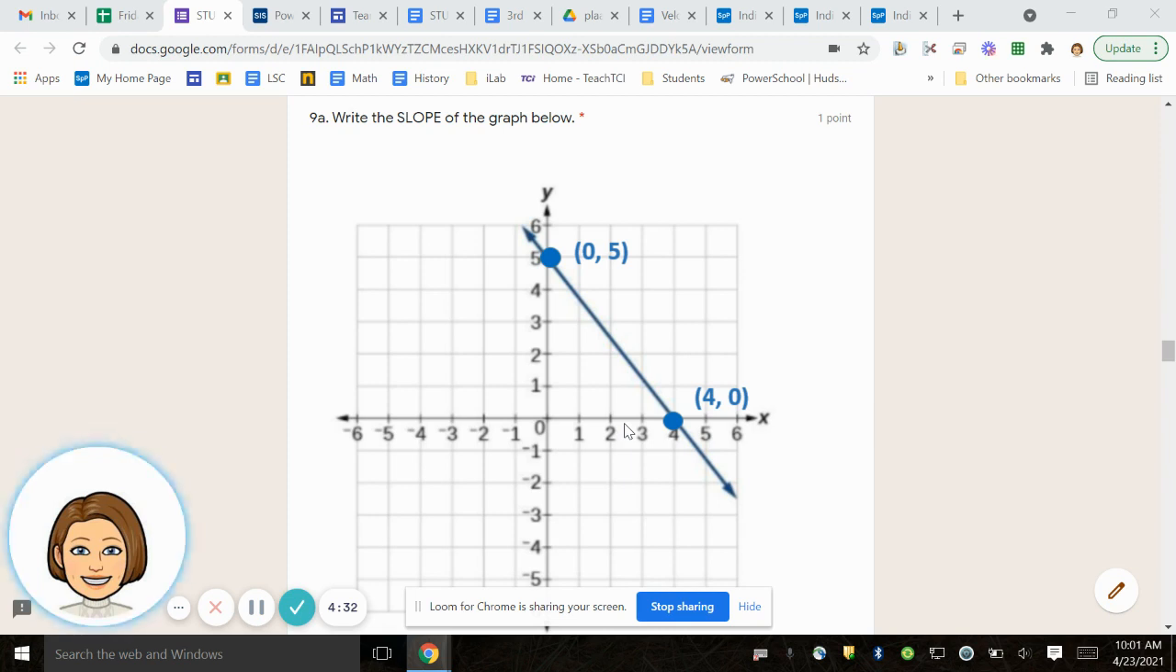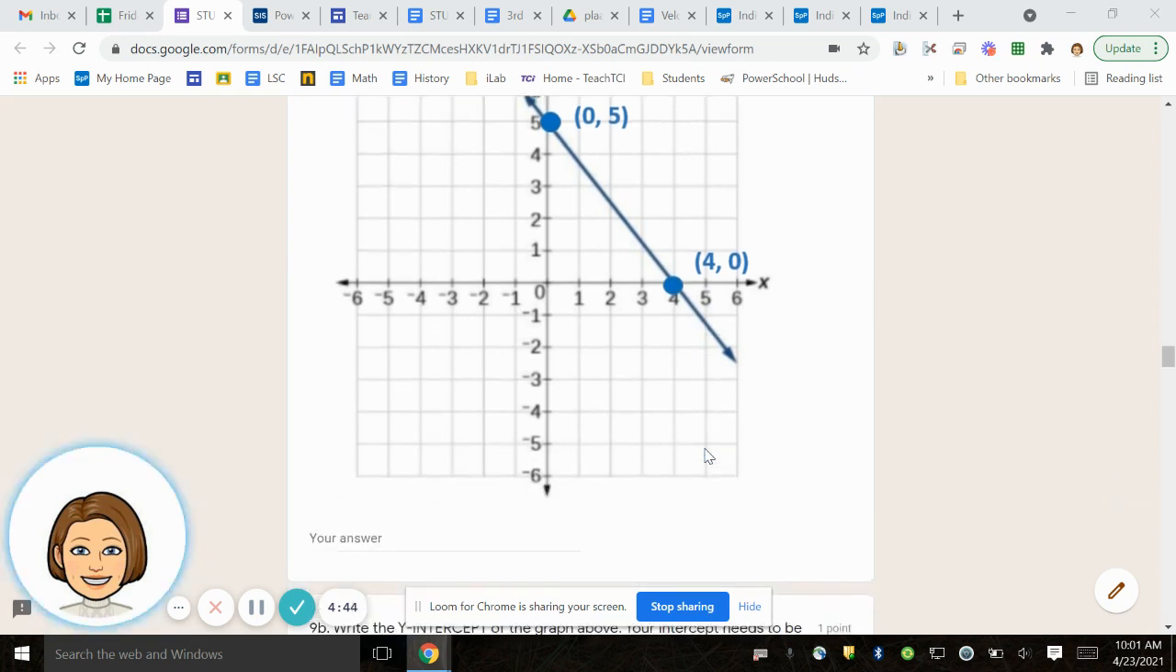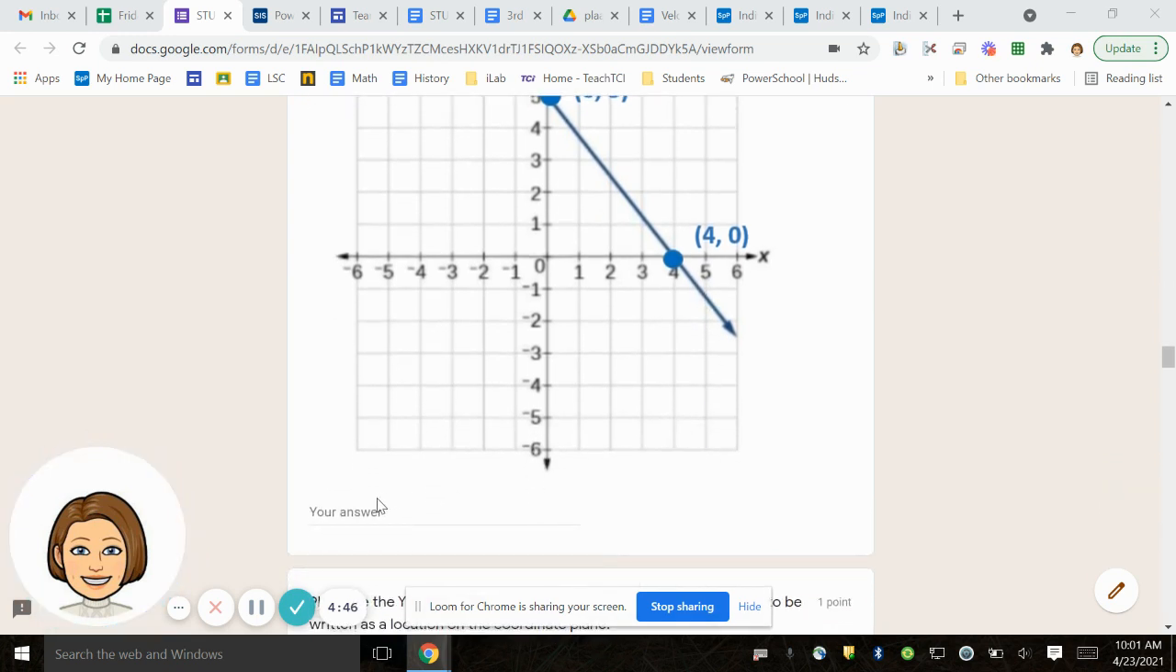9a, write the slope of the graph below. Again, here are 2 points on the graph given to you, or you could do the rise over run method. Be mindful of what kind of slope this is. So you have to write your number answer here.